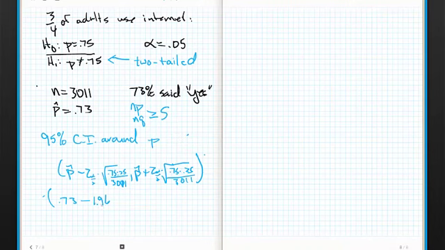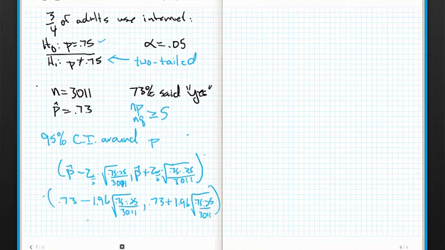So I got 0.73 minus 1.96 times the square root of 0.75 times 0.25, just building the confidence interval and checking to see if this guy is in there, divided by 3,011, and 0.73 plus 1.96 times the square root of 0.75 times 0.25 divided by 3,011. And that's going to be my interval. So using my fancy schmancy calculator, I really need to get one of those calculator programs where I can do this on the computer screen, so you guys could catch all my errors.